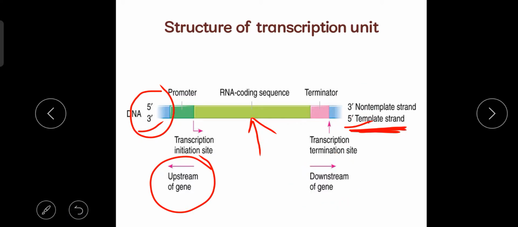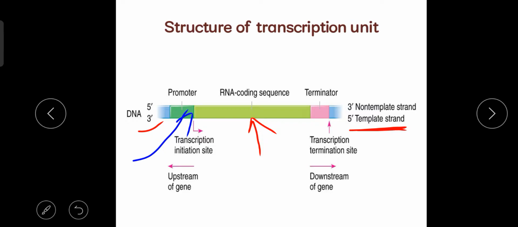Okay, so what is the function of the promoter? When the RNA polymerase binds to this promoter site, then the transcription process begins. Then the RNA polymerase moves in this direction, and when it reaches this terminator region of the DNA, the synthesis of the RNA strand terminates or stops. Simply remember, in this transcription unit, RNA synthesis starts from the promoter and stops at the terminator.